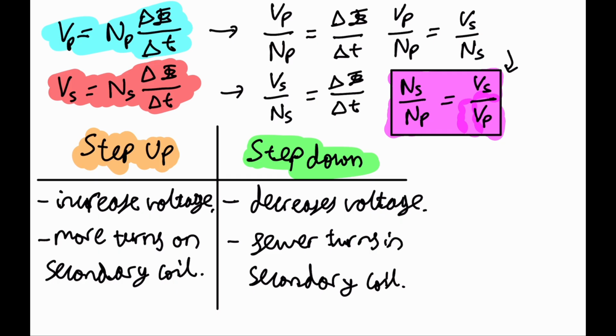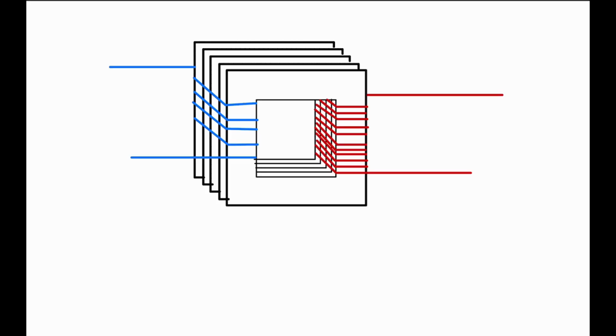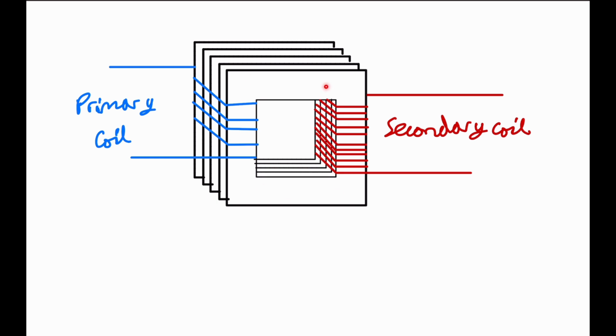So now let's draw how a transformer actually looks, because we haven't seen how it looks yet. A transformer looks something like this. Now let's label this diagram. This is a step-up transformer. The primary coil is the one on the left with fewer turns in the coil. The other coil with more turns would be the secondary coil. And in the middle, this whole thing over here, would be the iron core.